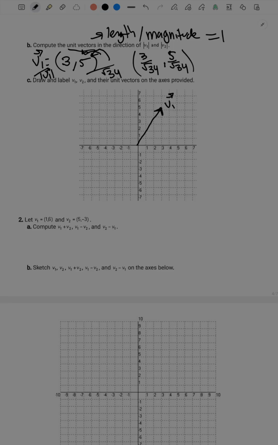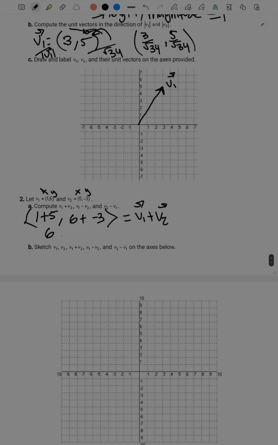Okay, and then for adding vectors, it's very similar to adding points. If you've ever done trying to find the slope, you'll typically be adding the points. So this is, we'll call it, the x component and then the y component of the vector. For adding vectors, you're going to add the x component and you're going to add the y component separately, and you're going to end up with another vector. So here we're going to have 1 plus 5, comma 6 plus negative 3. And this here is your new vector v1 plus v2.